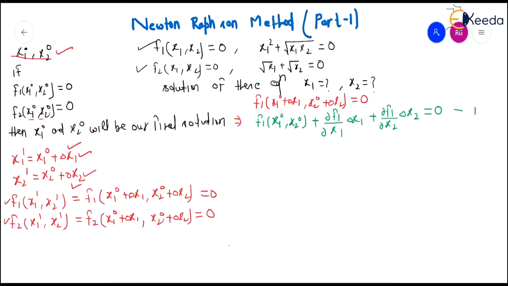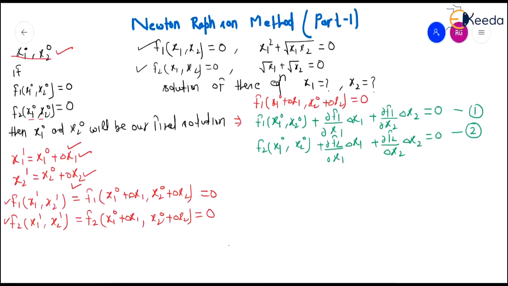In the same way we can write the second equation. This is the first equation, and the second equation will be in terms of f2: f2(x1⁰, x2⁰) + (∂f2/∂x1)·Δx1 + (∂f2/∂x2)·Δx2 = 0. This is equation number 2. So we have two equations.